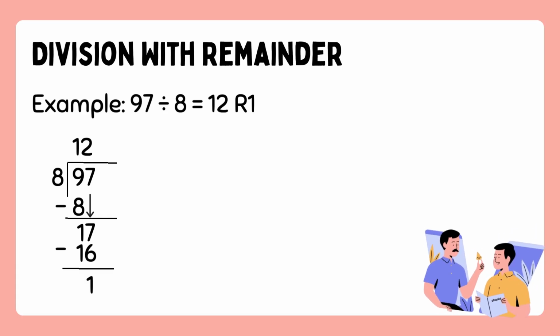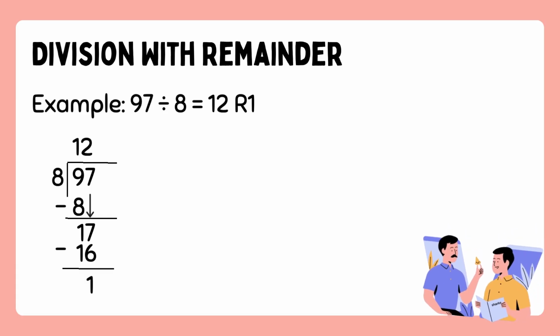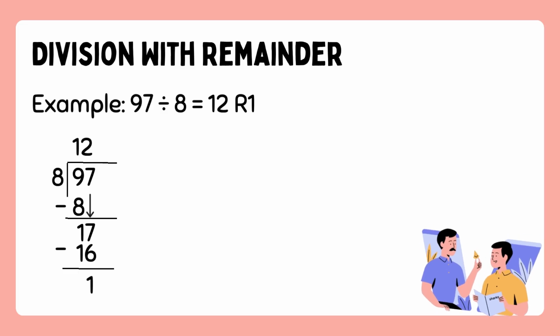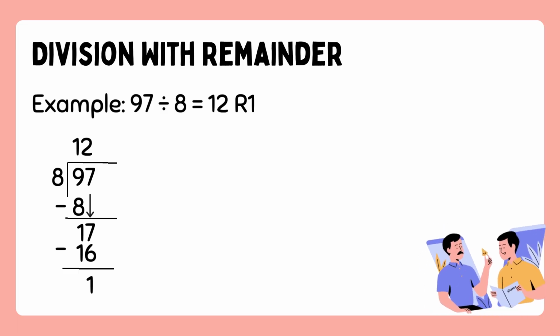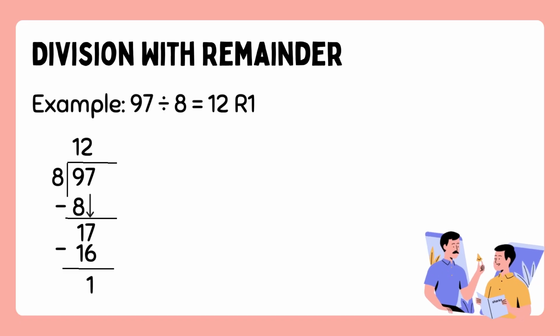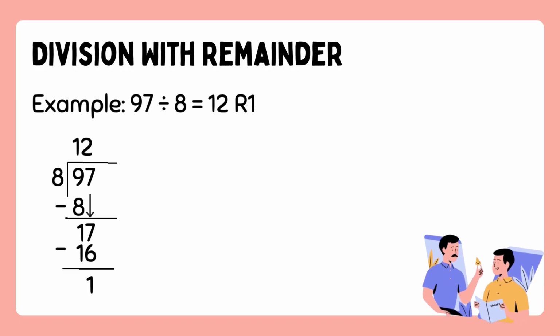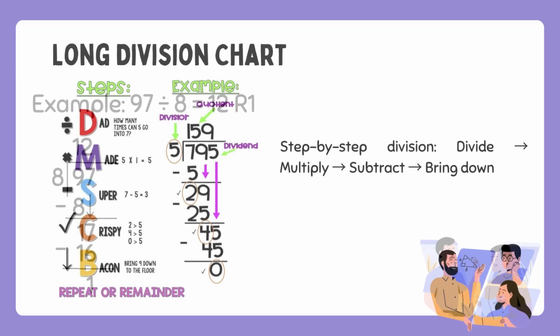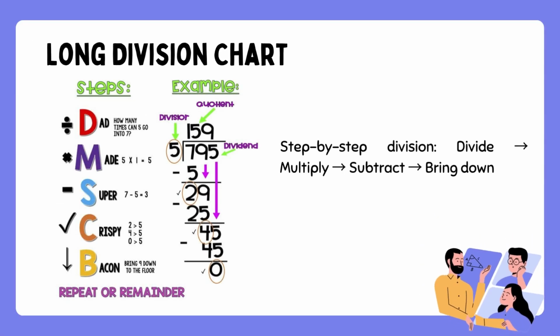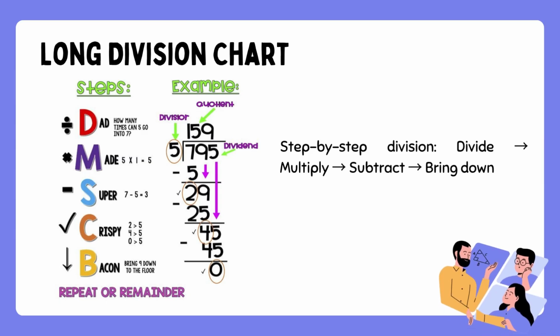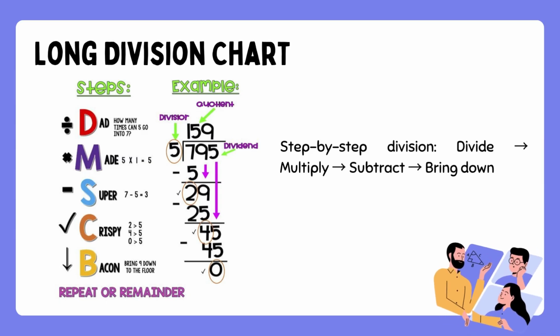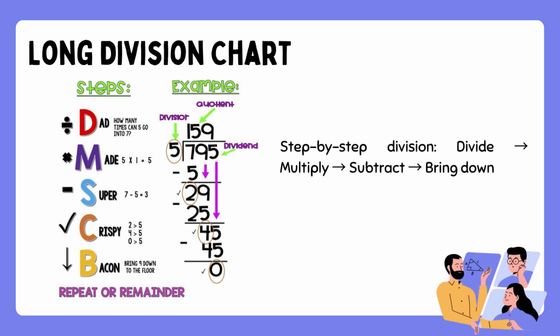Common mistakes to watch for. Forgetting to bring down the 7 after subtracting. Using the wrong multiplication, e.g., writing 3 instead of 2 when dividing 17 by 8. Not writing the remainder when it exists. This diagram helps learners follow the 4 division steps: divide, multiply, subtract, and bring down, until no digits remain.